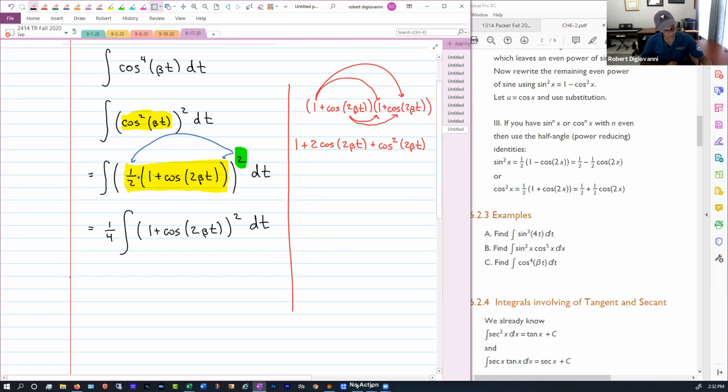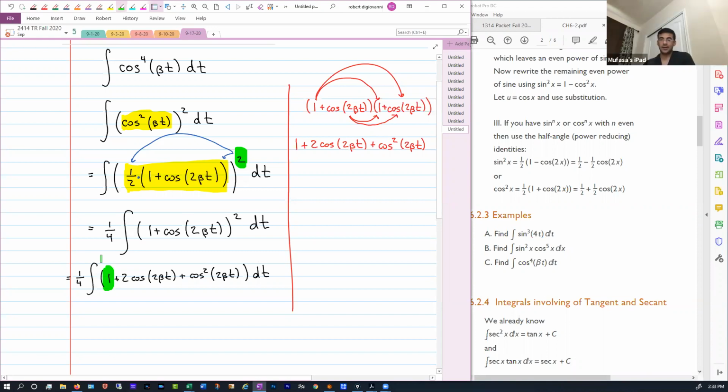Back to the integral. This becomes 1 plus 2 cosine of 2 beta t plus cosine squared of 2 beta t dt. Well, let's see which of these we can do. Can you find the antiderivative of 1? T. Yeah, that's just t. Can you find the antiderivative of 2 cosine of 2 beta t?